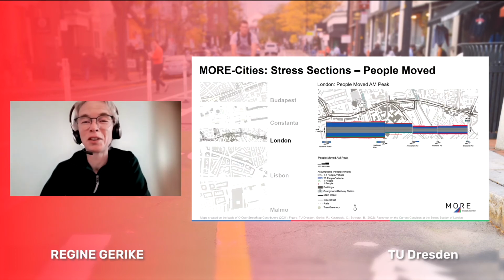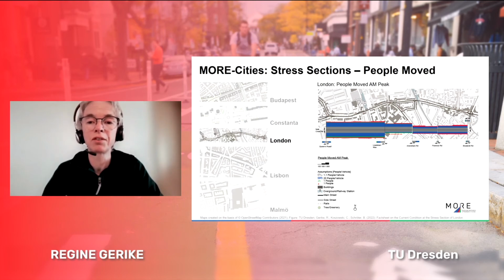So for each of these streets, we did some analysis, and 2 examples are shown on the next slides. And then, of course, the MORE teams in the cities, they were really actively engaged in developing design packages to change the design for these different streets. So let's have a look at this first example of current street user groups and usages with the help of this figure here for London.